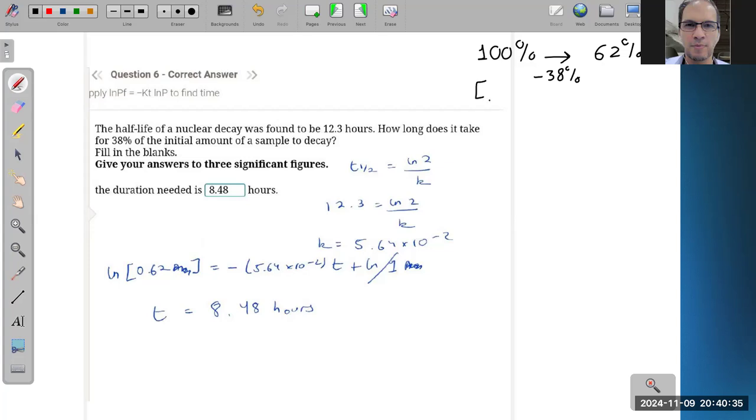So the initial concentration was 100%. The concentration after a certain time is 62%, because 38% has decomposed or decayed. Now he asks for the duration needed, the time required. First thing to ask about: what is the order of this reaction? Is it first order, second order, or zero order? Because he did not mention it here.